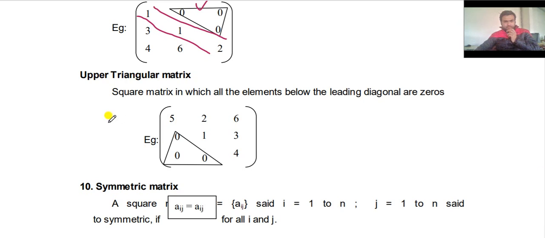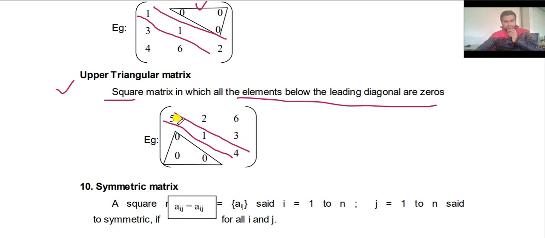Next is the upper triangular matrix. An upper triangular matrix is also a kind of square matrix in which all the elements below the leading diagonal are 0. So this is your leading diagonal, and below this leading diagonal all the elements are 0. That kind of matrix is called an upper triangular matrix.